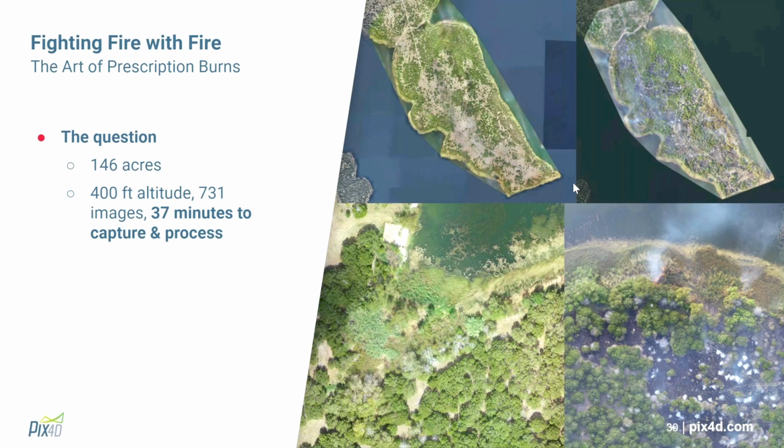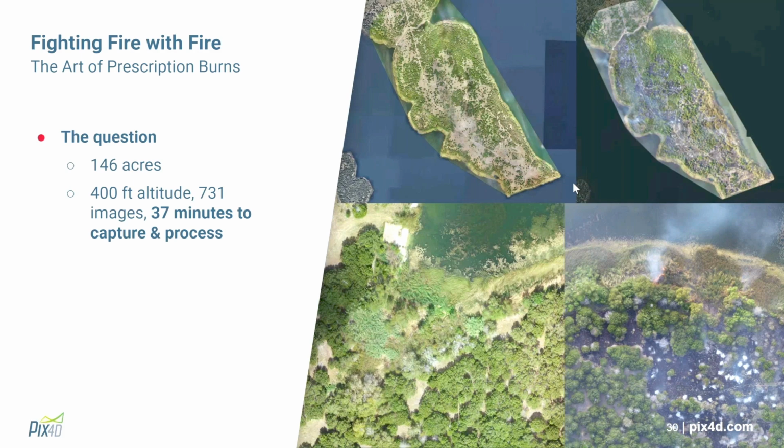The images that you're looking at here are a prescribed burn, a fire that we intentionally set. We either mechanically remove or through fire remove fuels, and on this island or peninsula that you're seeing here, we took images of 146 acres, which equated to 731 images from the drone. And the real value was in the time it took to not only capture but process this shot.